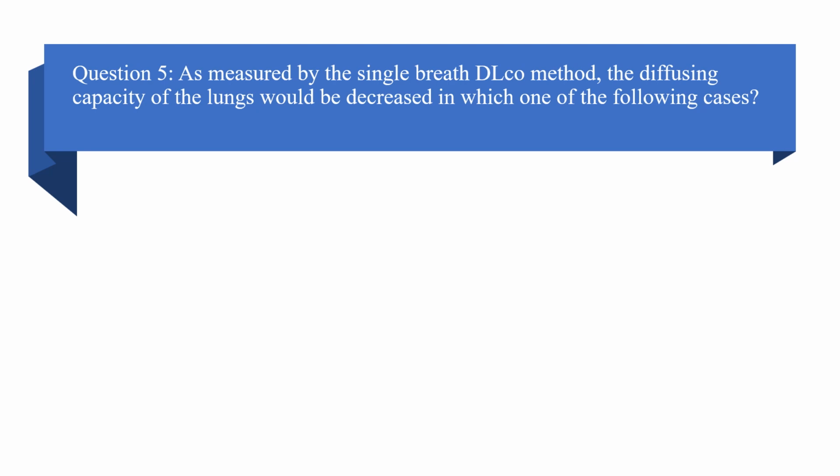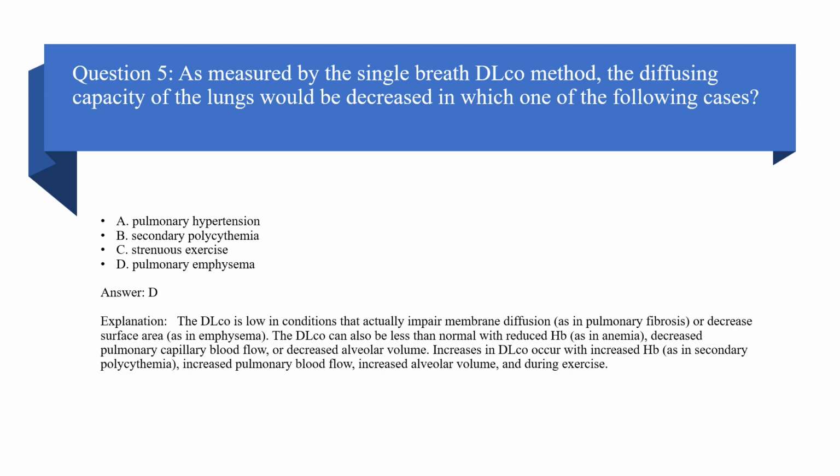As for question 5, as measured by a single breath DLCO, or diffusing capacity of the lung for carbon monoxide method, the diffusing capacity of the lungs would be decreased in which of the following cases? A, pulmonary hypertension, B, secondary polycythemia, C, strenuous exercise, and D, pulmonary emphysema. Correct answer is D. Let's look at the why, however.